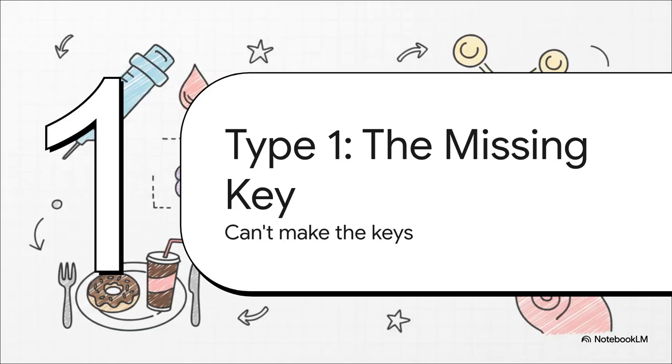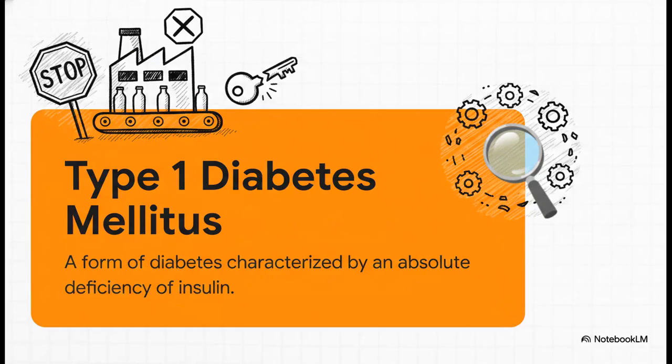All right, let's put that analogy to work. First up, type 1 diabetes. This is what we call the missing key problem. It's actually that simple. The body, for whatever reason, has pretty much lost its ability to make any keys. And here's the official definition. See that key phrase? Absolute deficiency? That's the whole story right there. It doesn't mean that insulin is weak or there's just not quite enough. It means for all intents and purposes, there is no insulin. The factory that makes the keys has been shut down.